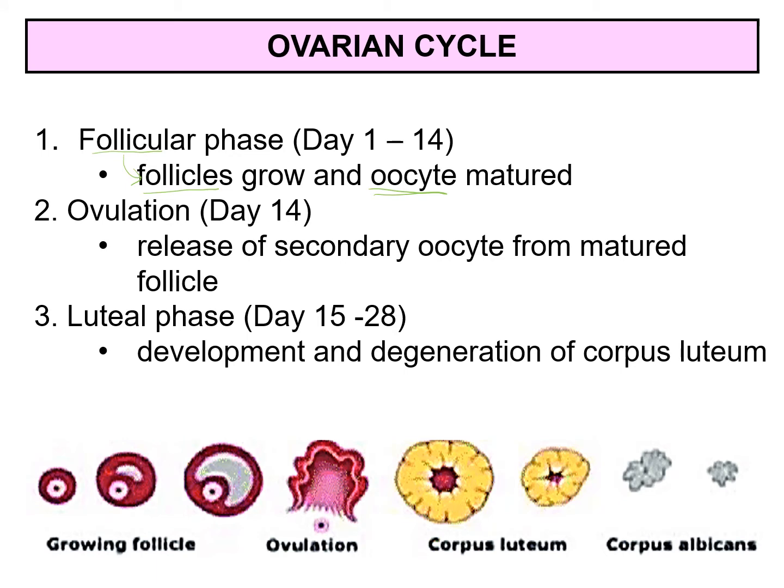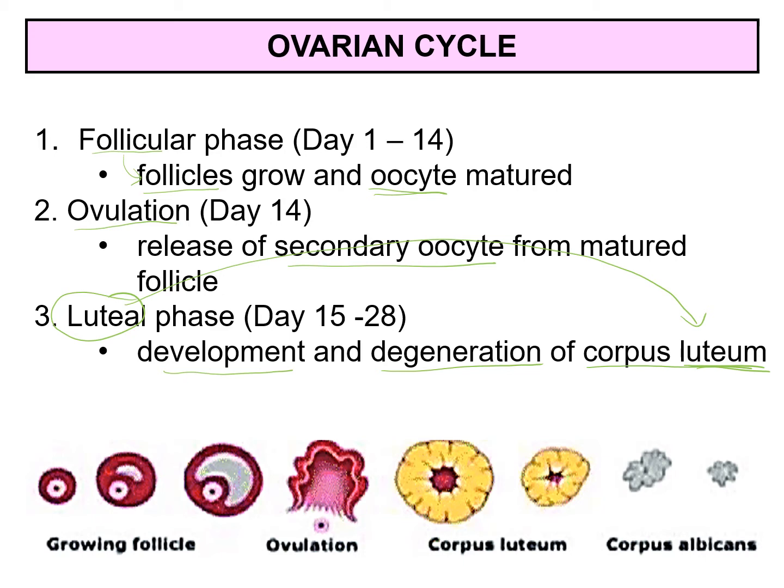Another event that occurs during the ovarian cycle is ovulation. Ovulation is the process when the secondary oocyte is released from the mature follicle. And the next event is the luteal phase. The luteal phase is at the end of the cycle, the second part of the cycle. So the luteal phase involves the development and degeneration of the corpus luteum. Hence the name is closely related with this word, luteal phase. So it is the development of the corpus luteum and the degeneration of the corpus luteum.